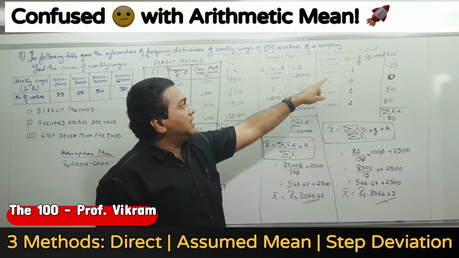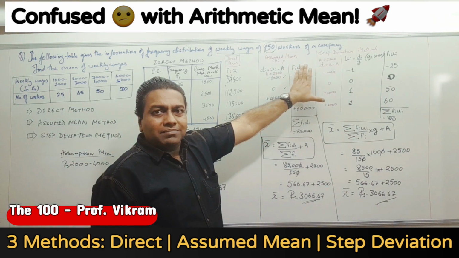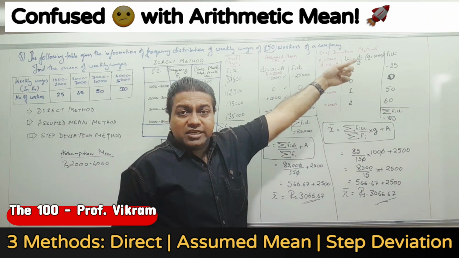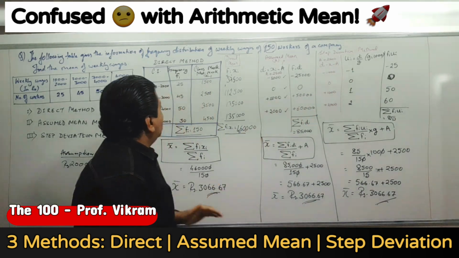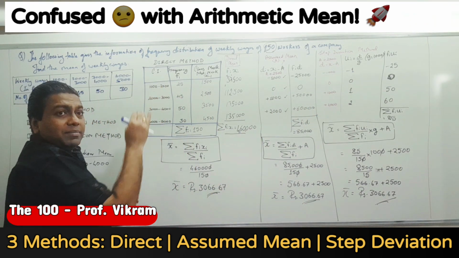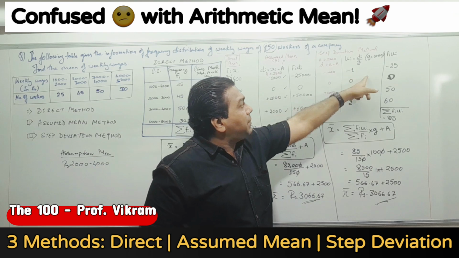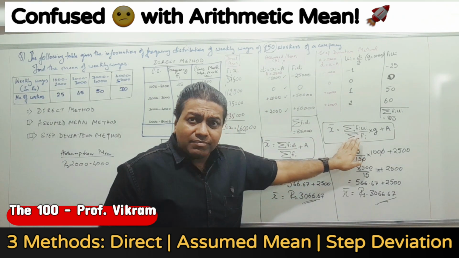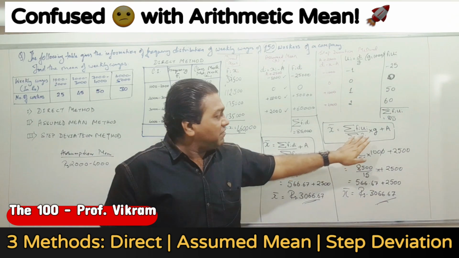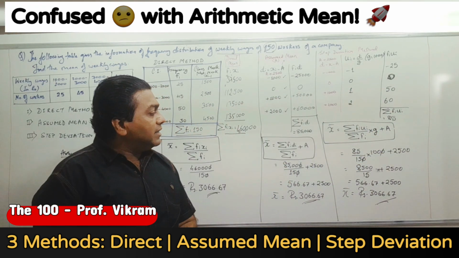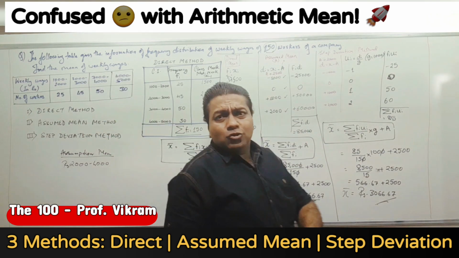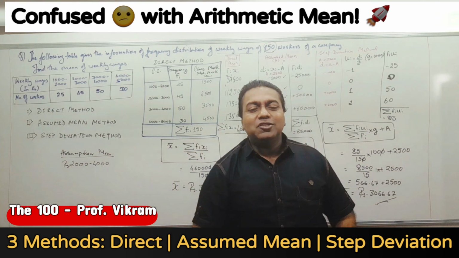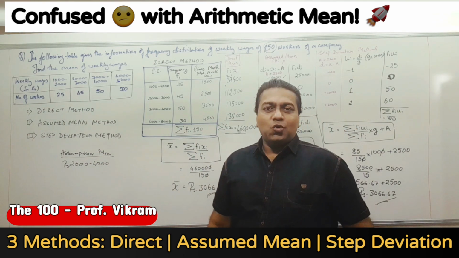And in step deviation method, FiDi column will not come. After Di, we will directly jump to Ui, that is Di upon G. What is G? G is nothing but the difference between the lower limit and the upper limit, and then you multiply Ui into Fi. You get FiUi, and your formula is summation of FiUi over summation of Fi into G plus A. That gives you the arithmetic mean. And you see, all the three means are in my assumed mean range only.